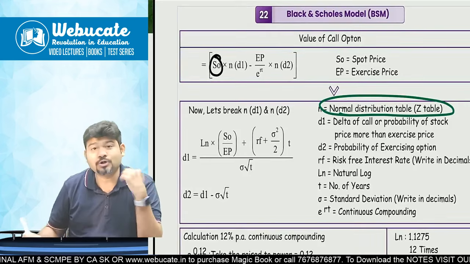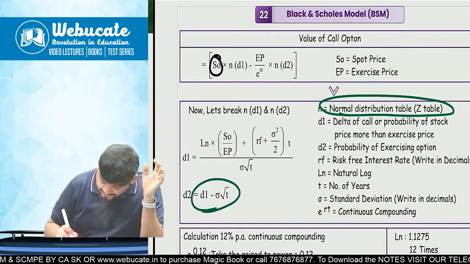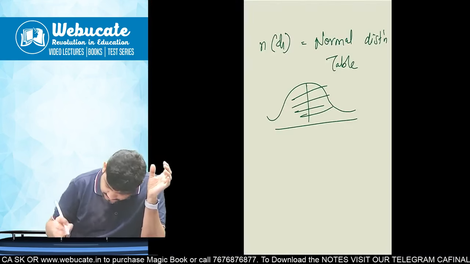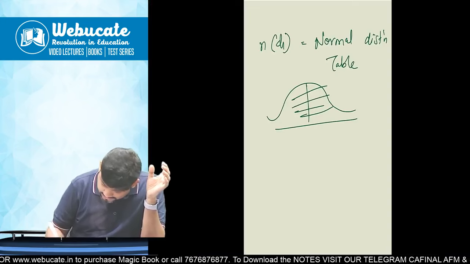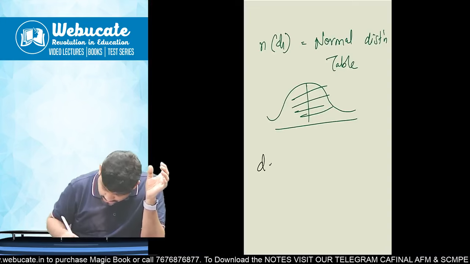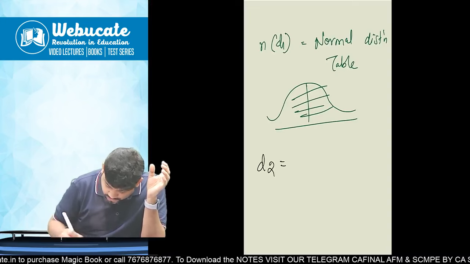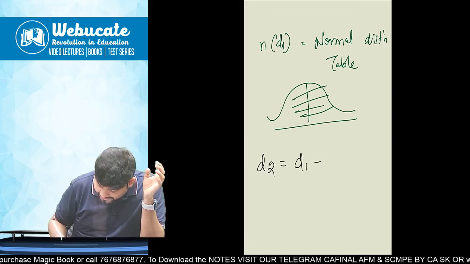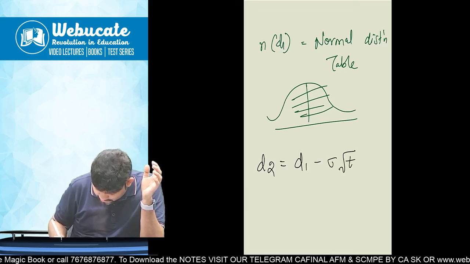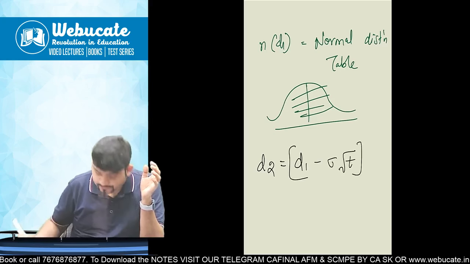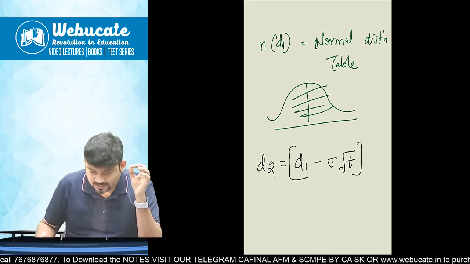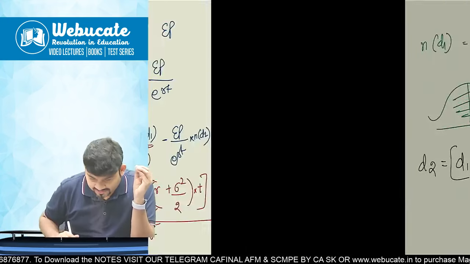Then d2 is going to be a residual formula. d2 is equal to d1 minus sigma root t. So this is your d1, this is your d2.